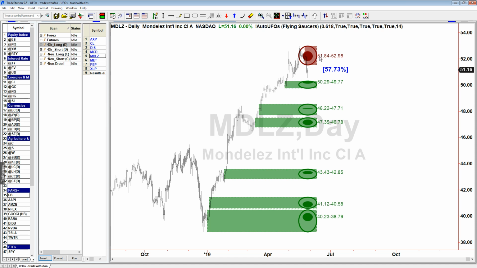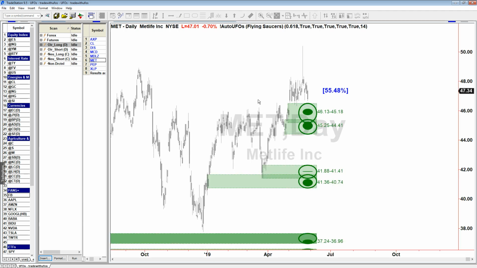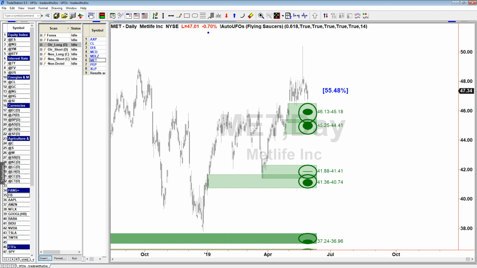MDLZ, we have a setup where, yes, we have some green below, but then we also have some red. So for now, my favorite would be McDonald's, MET, MedLife. So let's see what we have. MedLife, this one I'm going to say is going to be my favorite because we have nothing at all above, and we are very close to the green UFOs. Actually, this particular stock is about to open 0.70% down, opening at 47.01, which probably means that it is going to open within the UFOs.